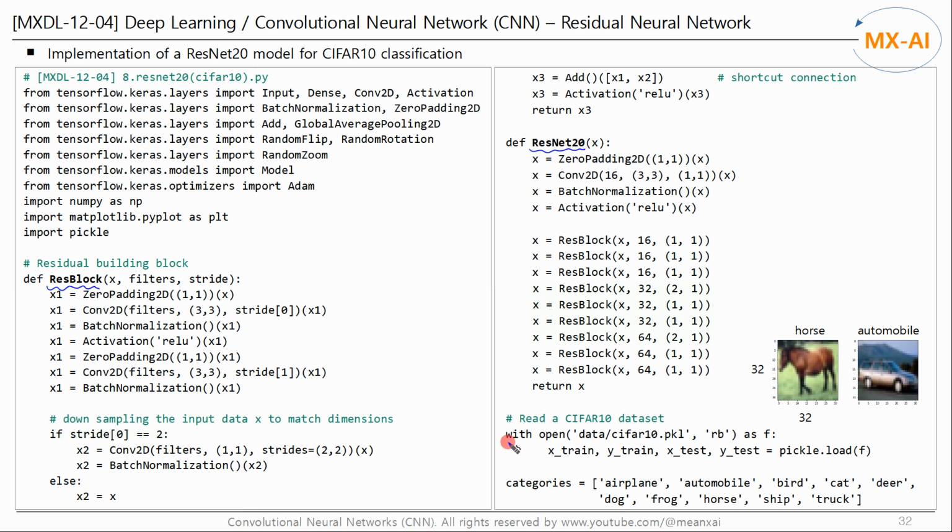Read a CIFAR10 dataset. The 10 categories are as follows. These are sample images. Each sample is a 32 by 32 by 3 RGB image. The first sample image is a horse, and the second sample is an automobile.